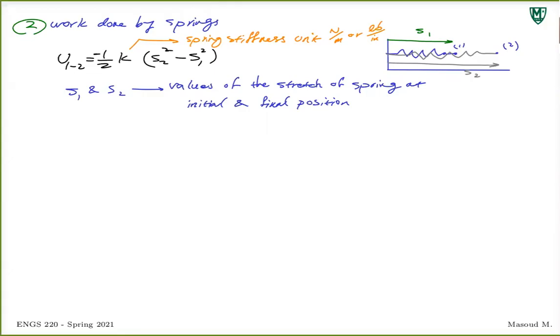I was talking about positive and negative. There you go, I missed one. So this is minus 1 over 2 k. Just go back to your notes. If you're taking notes, make sure that negative is there. Minus 1 over 2 k, S2 squared minus S1 squared.